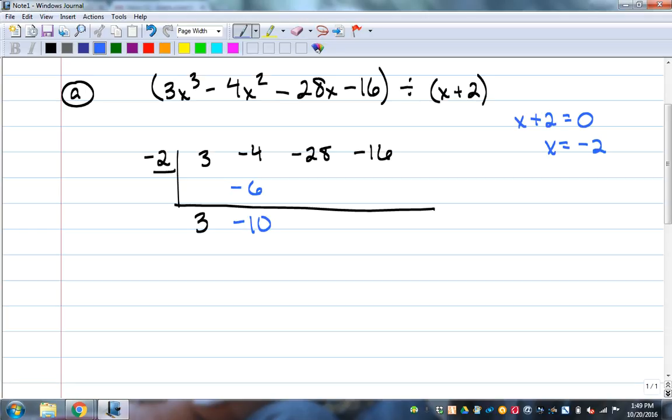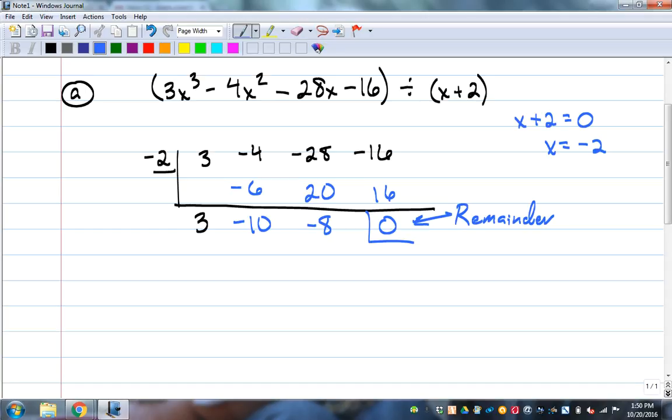Now we're going to multiply -10 times -2, get +20, and add. That's -8. Multiply, be +16, right? What's -16 plus +16? 0. Right there, that last term is the remainder. Just like yesterday, we would have a remainder. It's important that that's a 0 because that tells us something about x plus 2 and that polynomial up there.